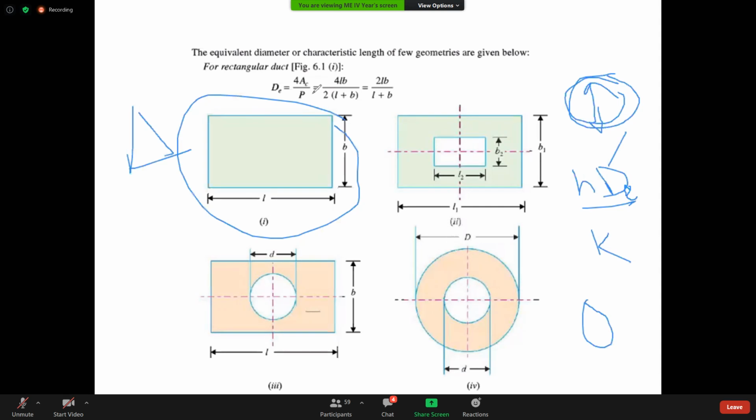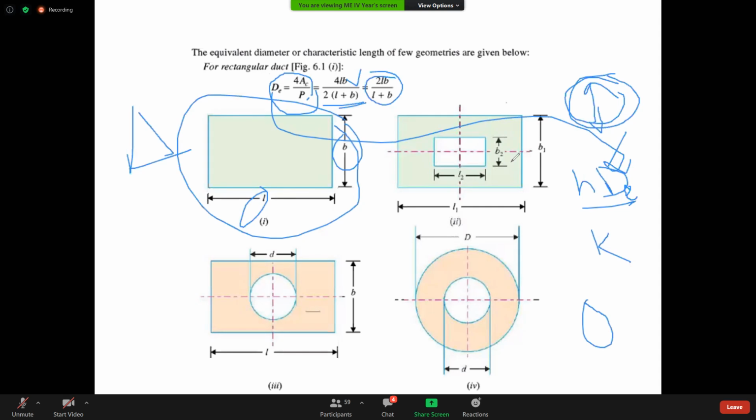That equivalent diameter can be calculated as 4 into area of cross section by perimeter. There is a standard Nusselt number equation in the data book. I will discuss that in the coming classes. And the knowledge you could evolve. Right. So, 4 into area of cross section by perimeter. For example, L into B is the cross sectional area, so 4 into LB over 2 into (L plus B) you will get. This is the equivalent diameter. Whatever diameter you get, you will substitute it.